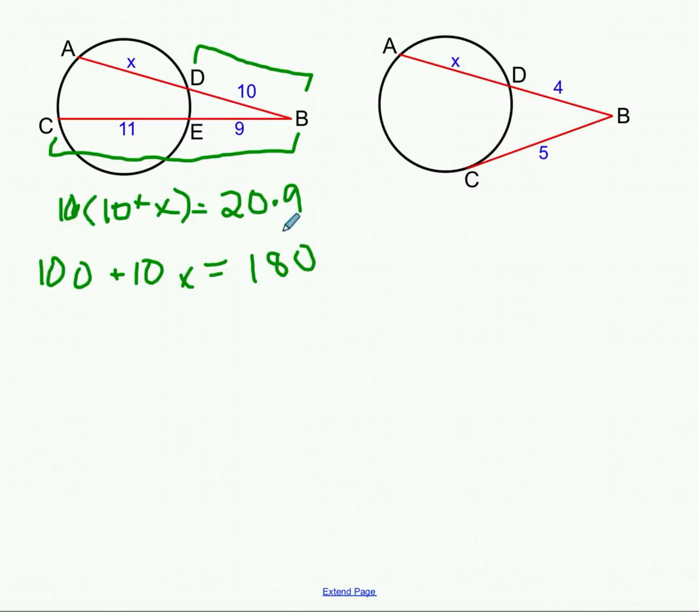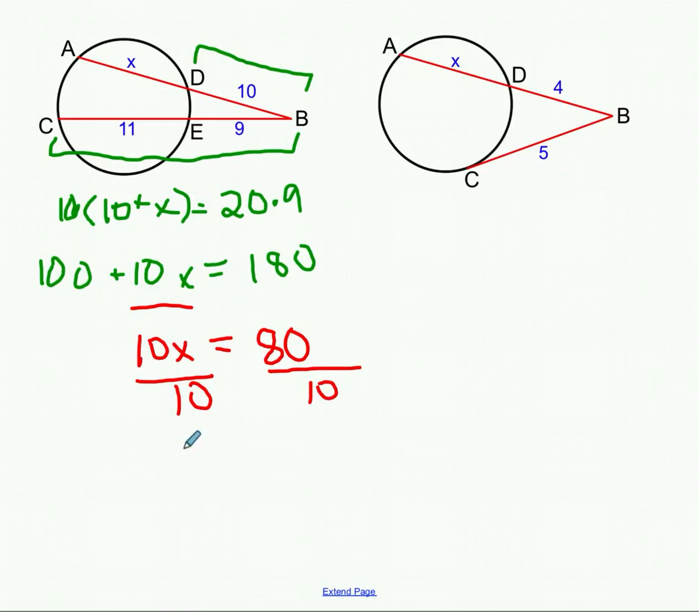And now I just need to simplify. I'm going to subtract. I need to get this term by itself on a side since these aren't like terms. So I'm going to subtract 100 from both sides. And I get that 10x is 80. And then this is connected to this x by multiplication, so I need to divide. When I divide both sides by 10, I get that x is 8. Okay, so there's another example of how to use theorem 10.16.